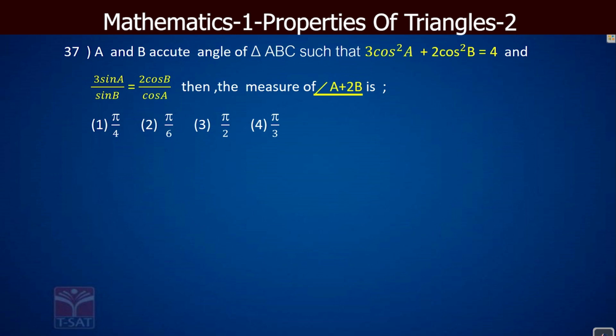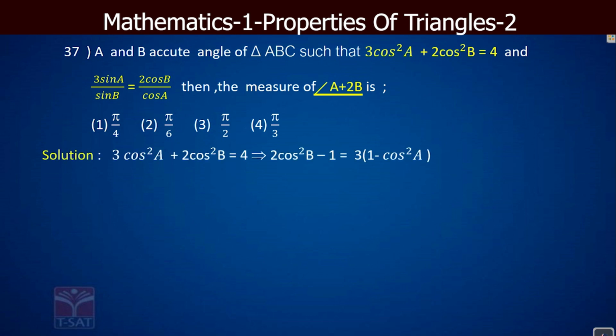37. A and B are acute angles of triangle ABC such that 3 cos² A plus 2 cos² B is equal to 4, and 3 sin A by sin B is equal to 2 cos B by cos A. Then the measure of angle 2B is: 1) π/4, 2) π/6, 3) π/2, 4) π/3. Now, come on, see.